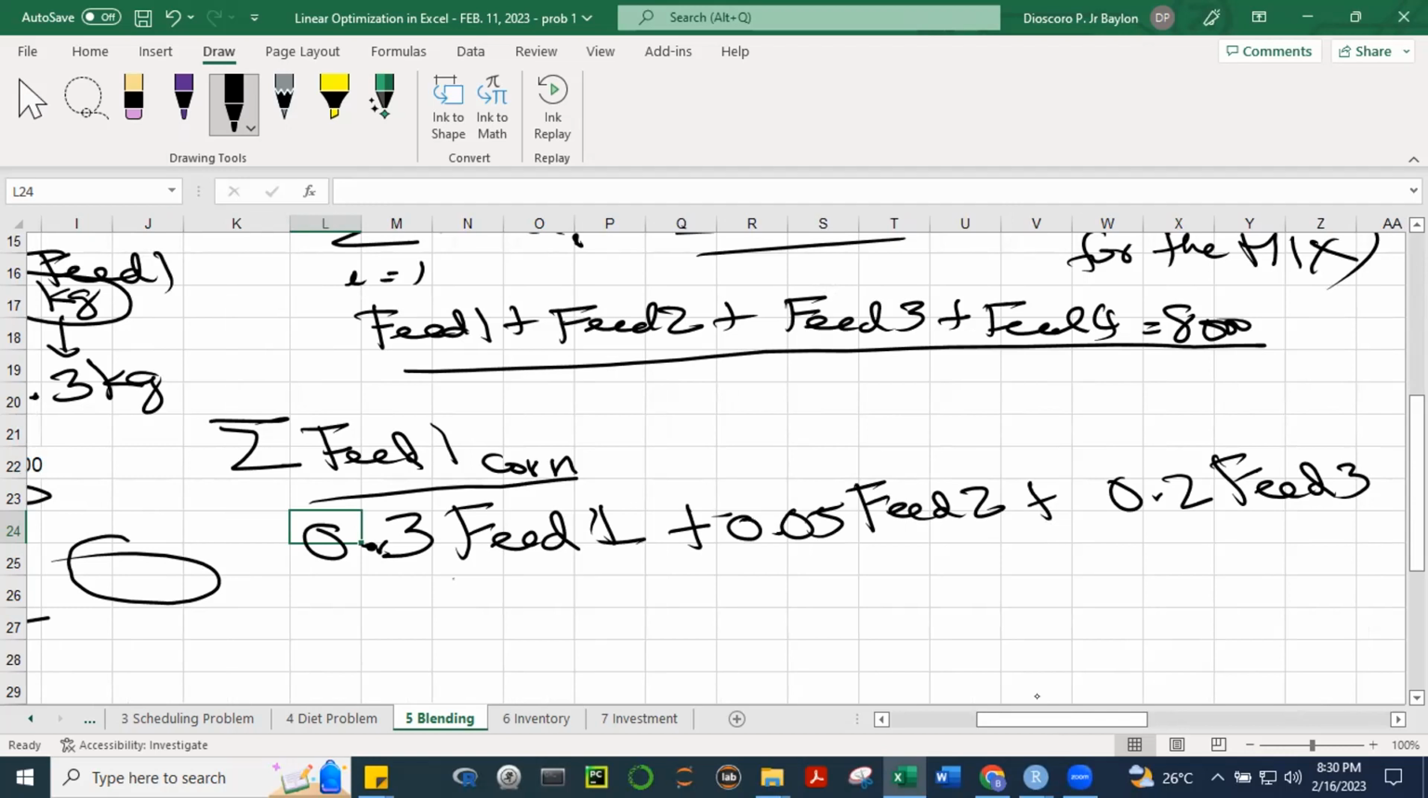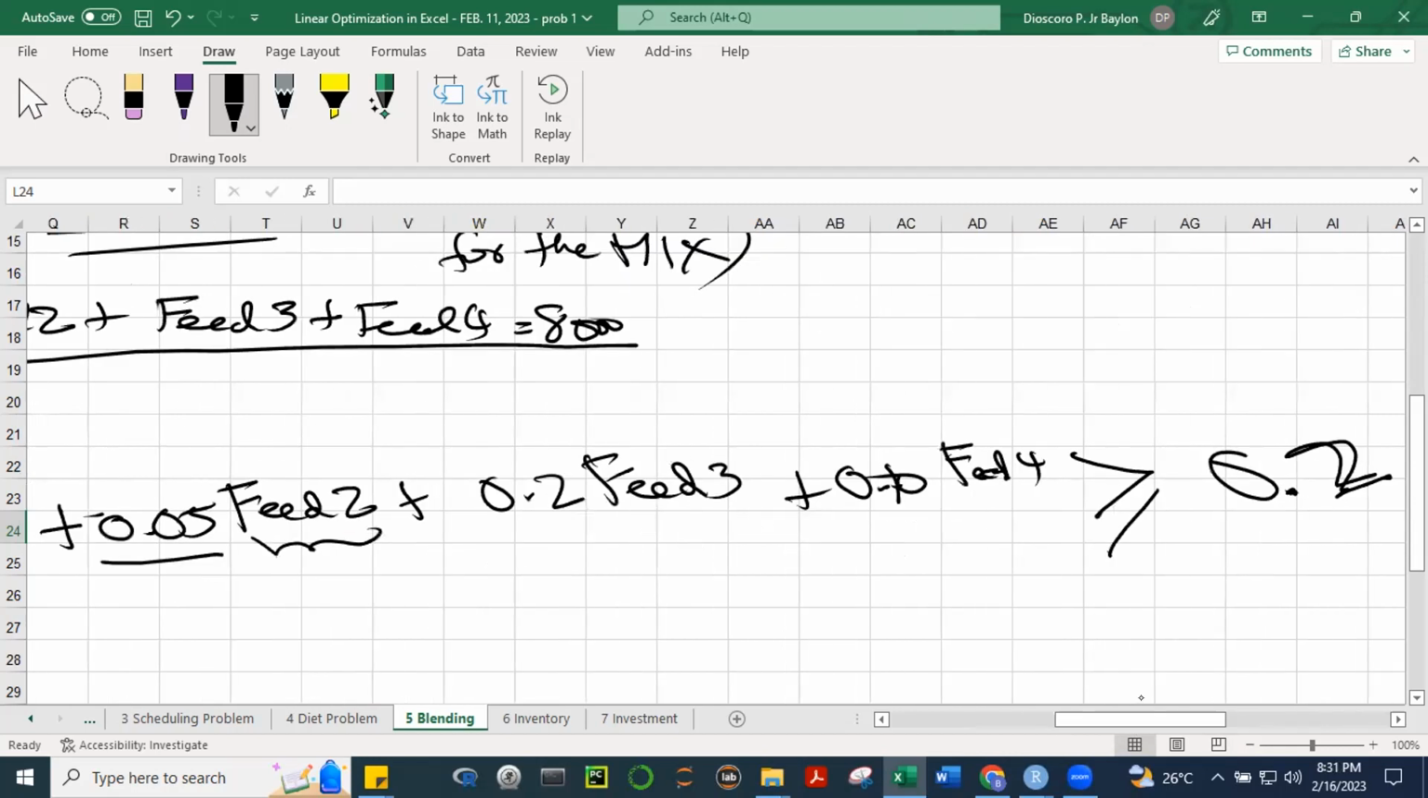1 kilogram of feed 1 contains 0.3 kilograms of corn. Since we're going to produce or mix feed 1 kilograms, then to get the corn content here, we multiply 0.3 by the number of kilograms of feed 1. Also, multiply 0.05 with the number of kilograms of feed 2, etc. So the total of this will now give us the kilograms of corn.